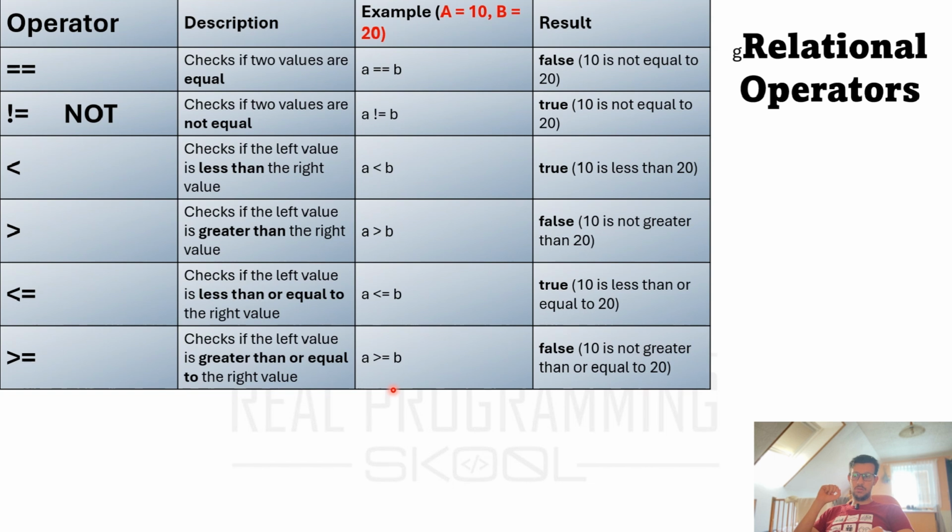A greater or equal b? No. 10 is not greater than or even equal to b, so the result will be false. And these are the relational operators: equal equal, exclamation equal, less than, greater than, less than or equal, greater than or equal.